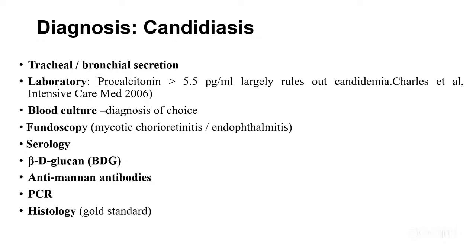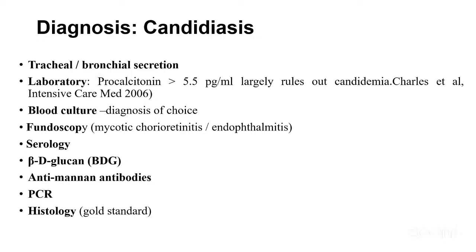Blood culture is the diagnostic test of choice. Sensitivity is only 30%. Possibly use special fungal culture bottles like BACTEC, with which we can get results in 3 days instead of 7 days. Fundoscopy, in which mycotic chorioretinitis and endophthalmitis can be seen. Serology is recommended by the Surviving Sepsis guideline since 2012. It shows high negative predictive value.